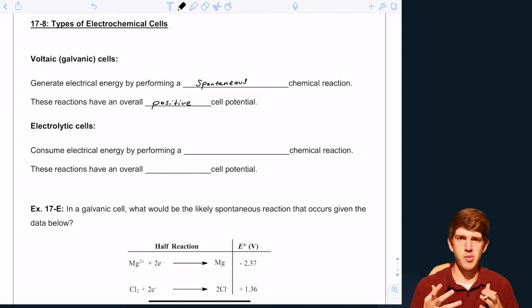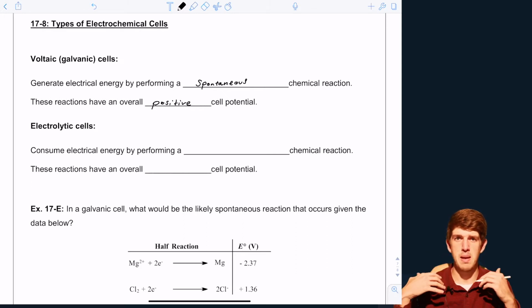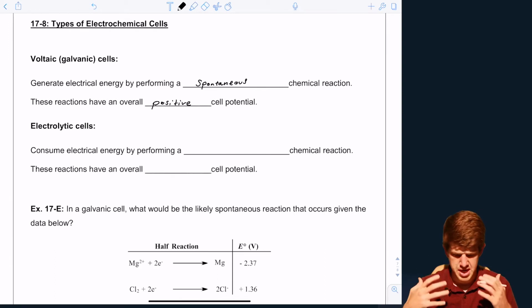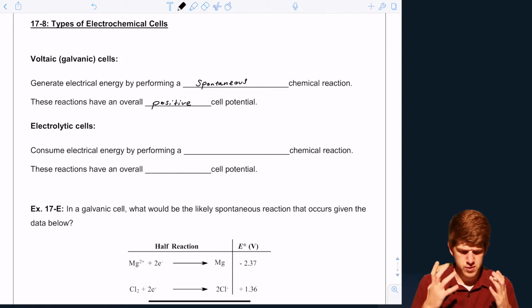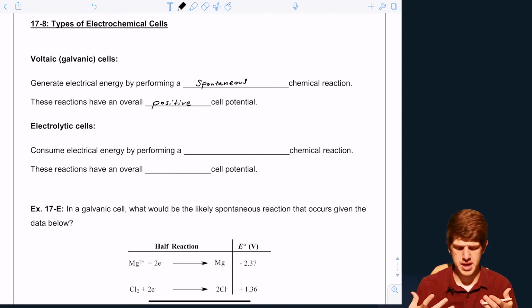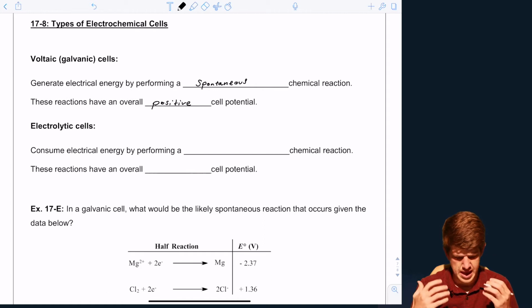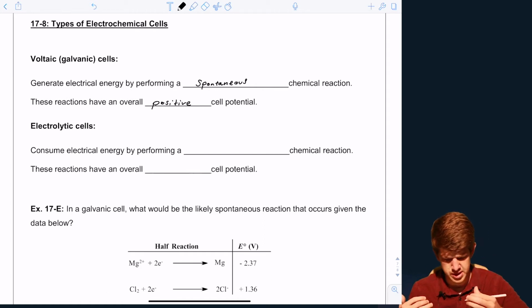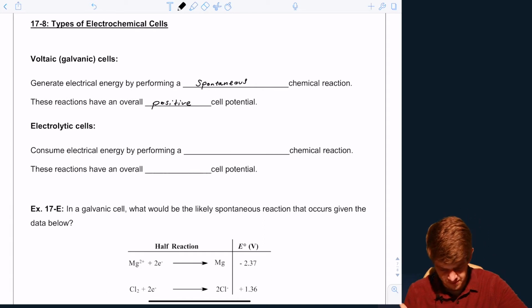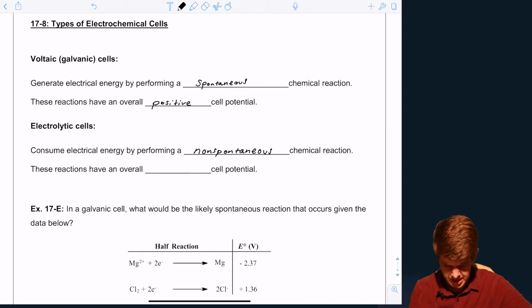So when I have a reaction and it has a positive cell potential, it's associated with a positive voltage. So I'm actually going to be producing a voltage and producing electricity. So voltaic cells produce electricity, while electrolytic cells are going to be consuming electricity. And they're going to be consuming electricity by performing a non-spontaneous chemical reaction, and they have an overall negative cell potential.